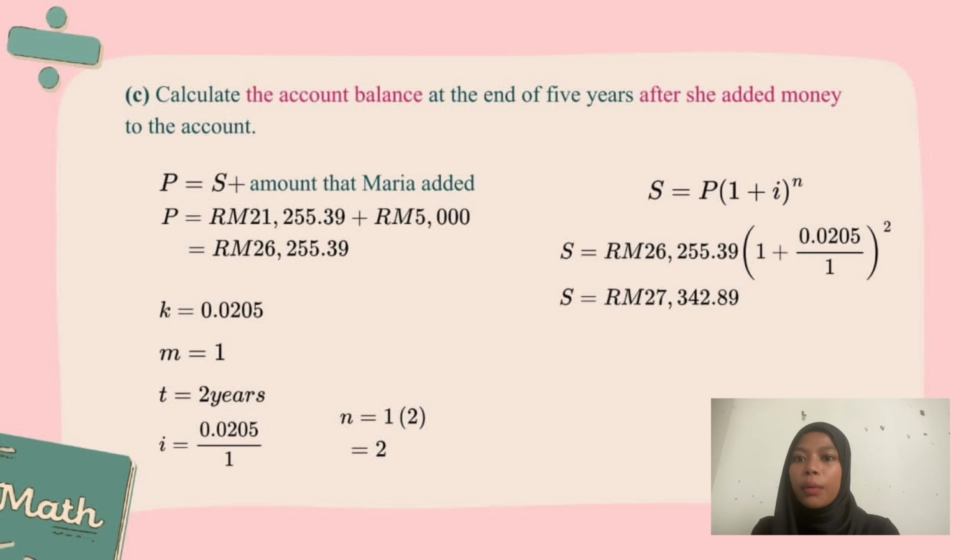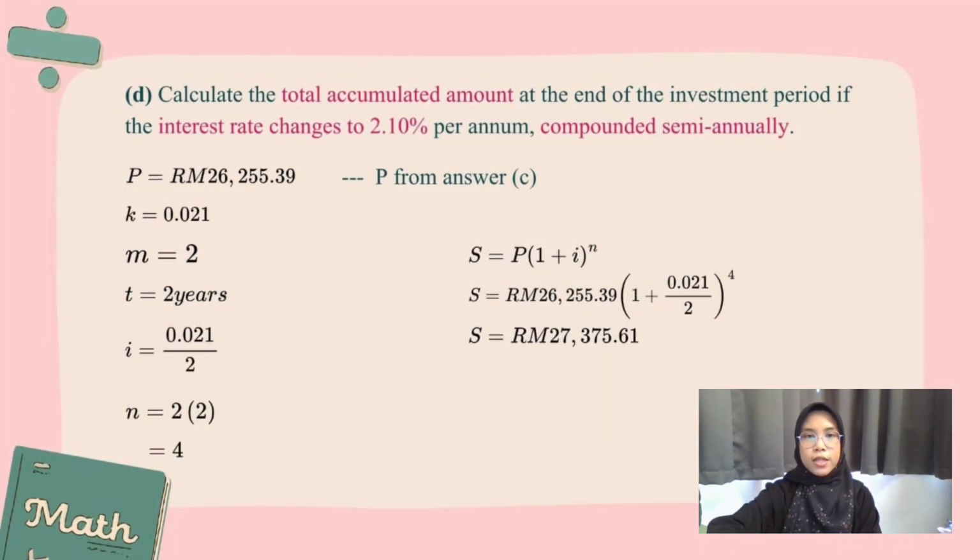k equals 0.0205, m equals 1, t equals 2 years, i equals 0.0205 per 1, and n equals 2. We will add the amount to the formula that we will use, which is S equals P(1 + i)^n. S equals 26,255 ringgit and 39 cents (1 + 0.0205 per 1)^2. We calculate the amount and we will get 27,342 ringgit and 89 cents.